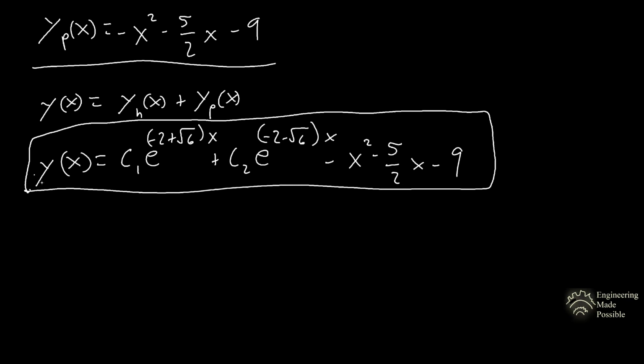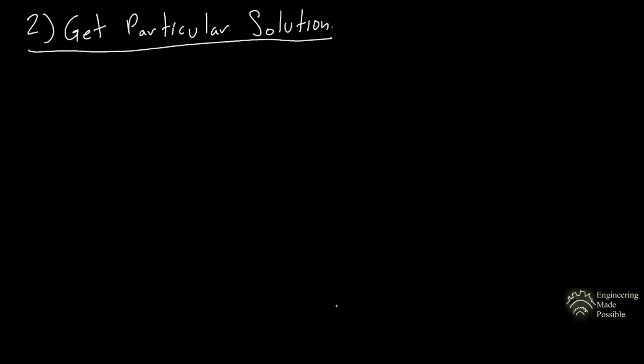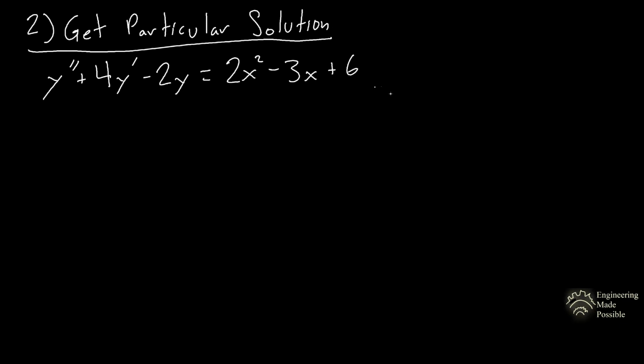And now the second step is going to be to get the particular solution. So just remember, the particular solution is the solution to the non-homogeneous differential equation. That's what we call the particular solution. So just to rewrite the non-homogeneous differential equation right here, now the second step would be just focusing on the right-hand side, or that g of x.